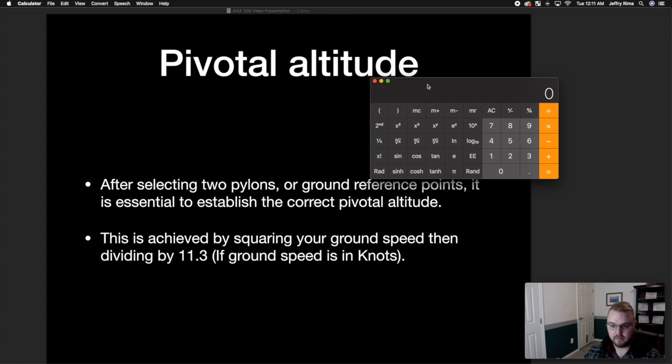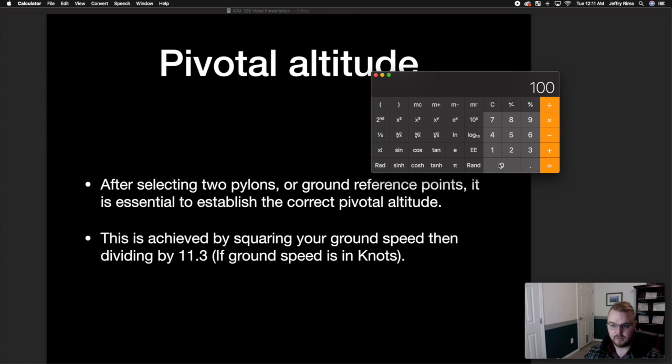So right here we can see we take 100, multiply it by 100. That equals obviously 10,000. We're going to take that, divide by 11.3, and achieve our pivotal altitude of 884. Okay? So your pivotal altitude is going to be 884 AGL.